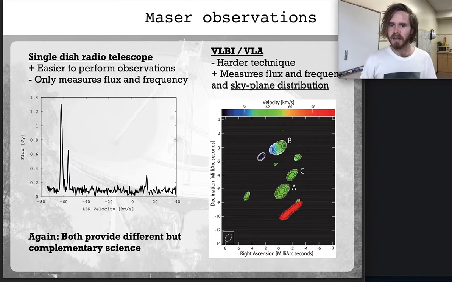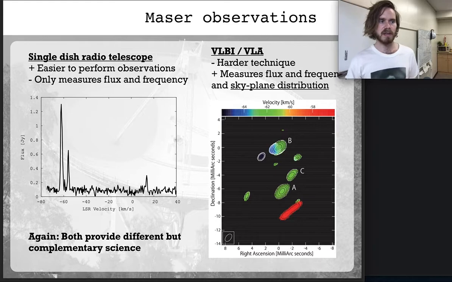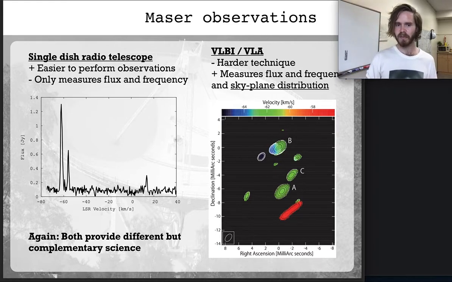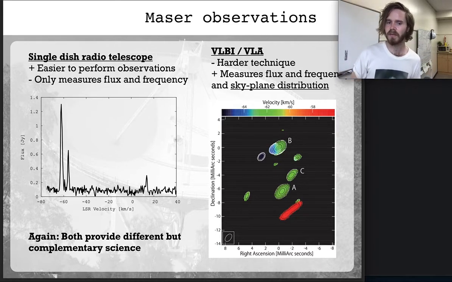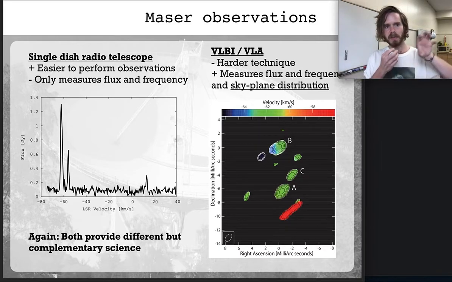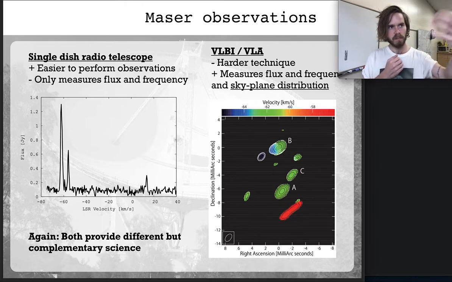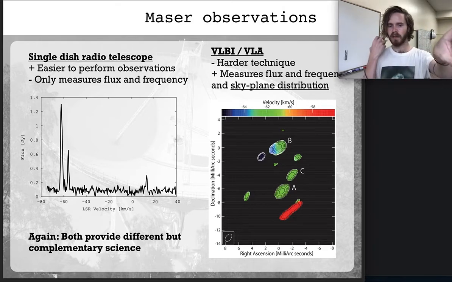So the kind of data that you get then, from the single dish radio telescope, so this is the monitoring stations that we mentioned before, they're just going to give you a spectrum. So that's what you see here on the left. It tells you how bright is the maser at each frequency. And if you have masers that are coming towards you, they're going to be blue shifted, and if they're going away from you, they're going to be red shifted.